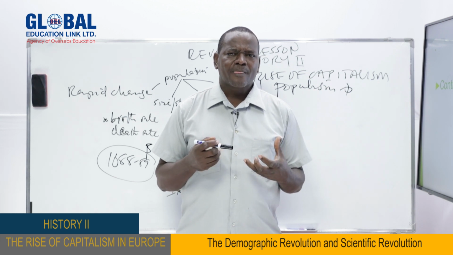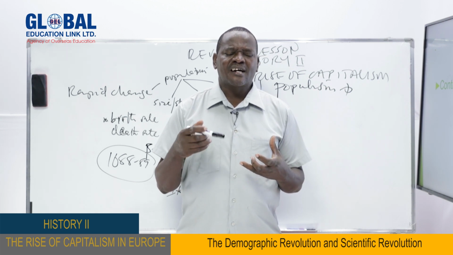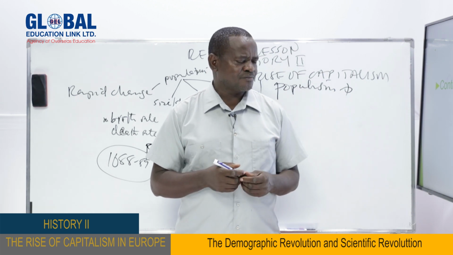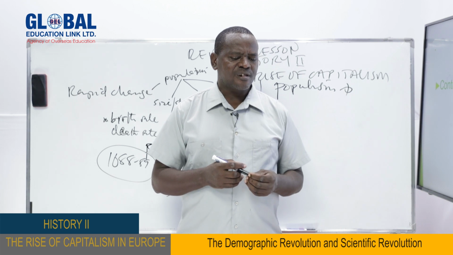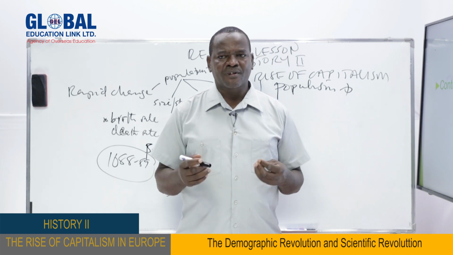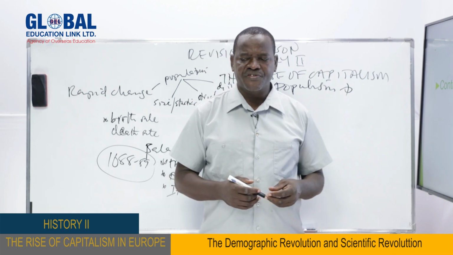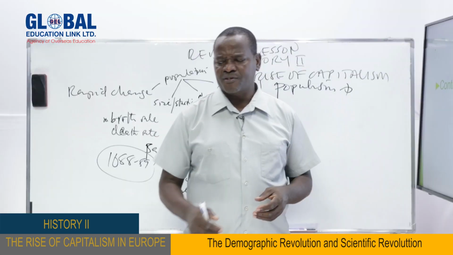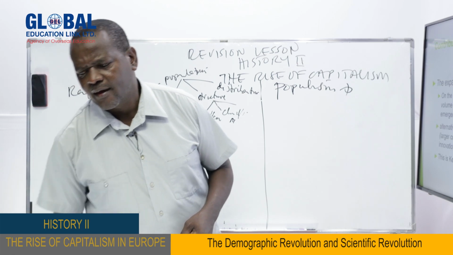Structure means the population divisions in terms of sex, in terms of age, and so on. But when we speak of distribution, we are talking about the places where those people live, either in the urban or in the rural. Let's now talk about the contribution of demographic revolution to the rise of capitalism in Europe.